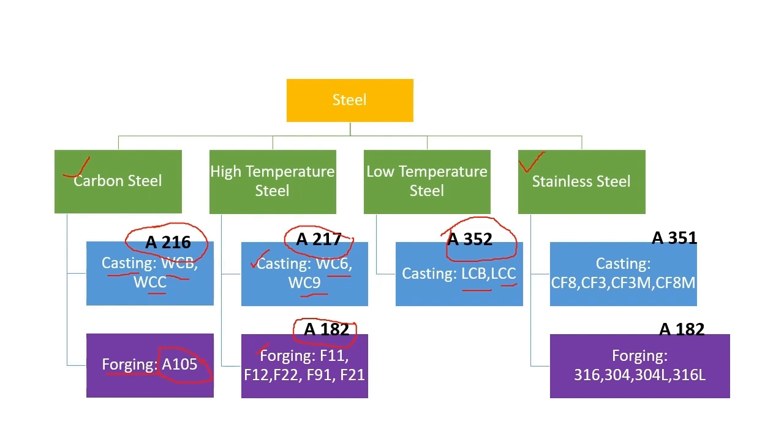The next is the most important and widely used, stainless steel. Here also we have two categories, casting and forging. The casting standard is ASTM A351, and the commonly used materials are CF3, CF8, CF3M, and CF8M. In the case of forging, we have ASTM A182, the same standard used for high temperature steel. It covers lots of materials, but we are only concerned with the most commonly used: 304, 316, 304L, and 316L.